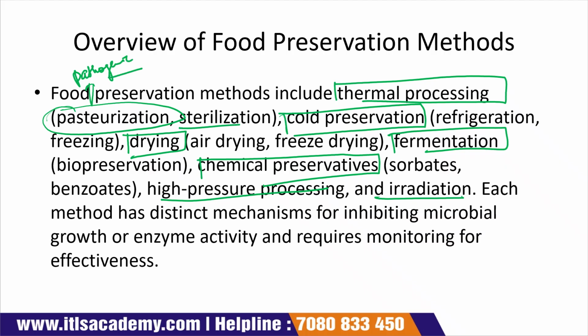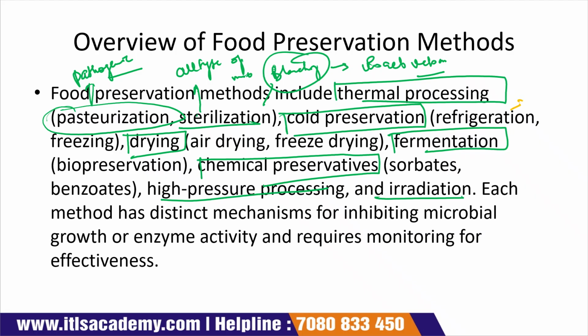In sterilization, a large amount of heat is applied, which is targeted at all types of microorganisms. Then we apply a blanching process. In blanching, the enzymes are inactivated, and when the enzyme is inactivated, the food will not be spoiled.